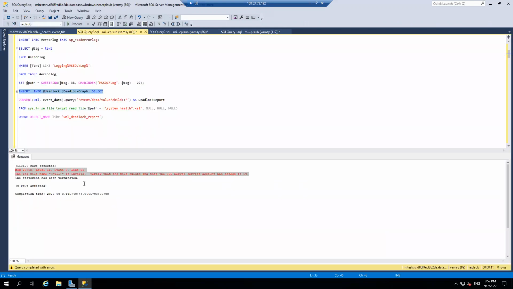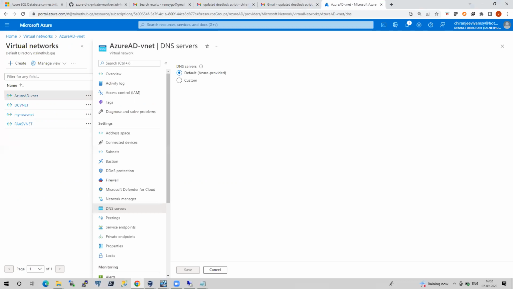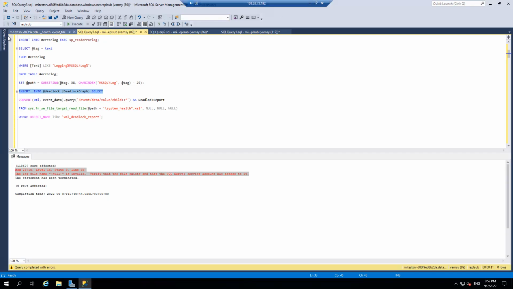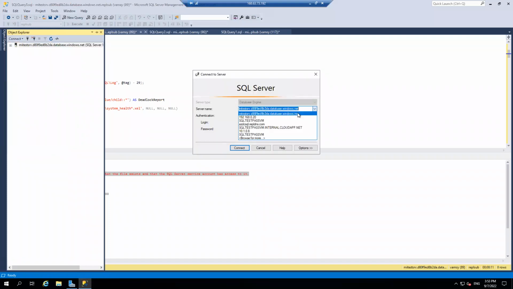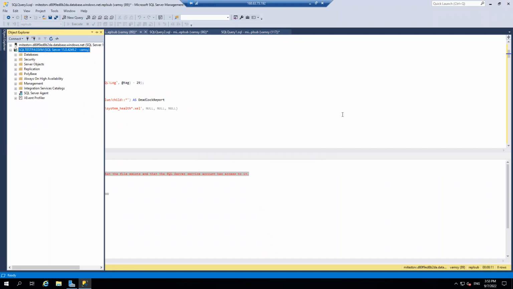But it looks like I need to modify something because I'm trying to access it from the error logs. The log file location is not correct. I will show you. Let me run the same script on a VM. This is the one, right? It's not an error with the script, guys. It's an error on MI. I will show you now.